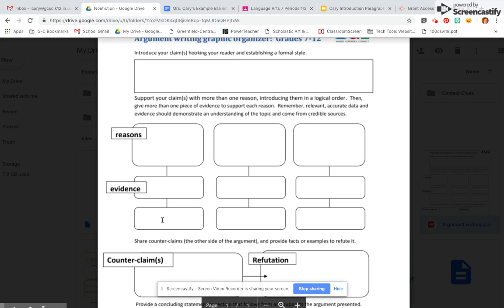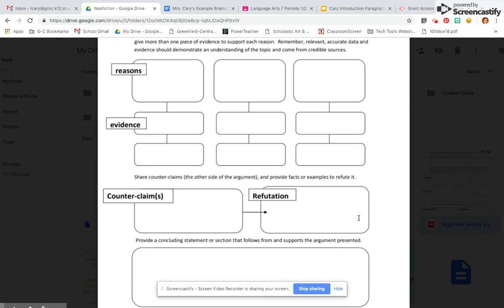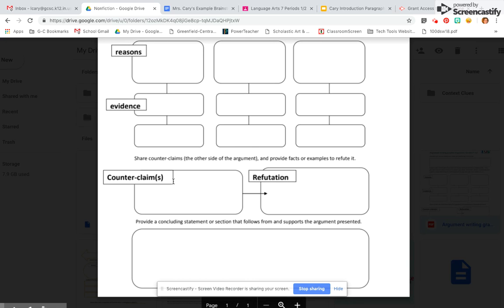Okay? And you're going to find at least 2 pieces of evidence from the sources and/or your own ideas to back that up. Then you look at your counterclaims and you decide, okay, which one is the most important and which one can I prove wrong?